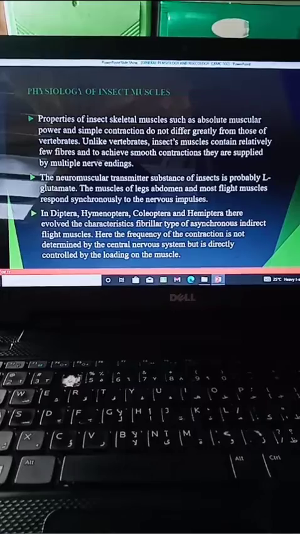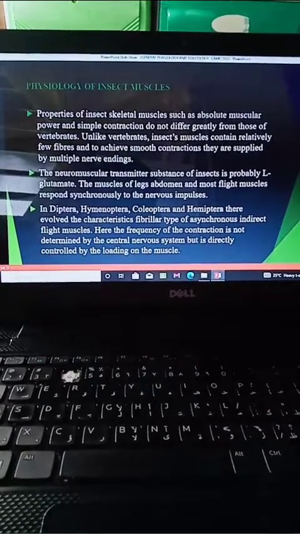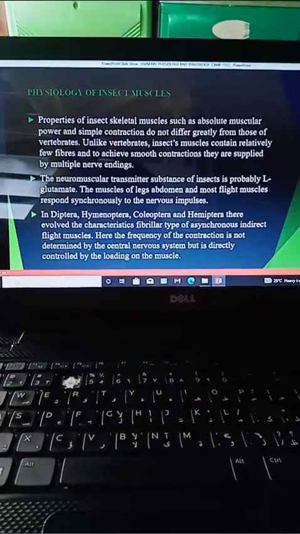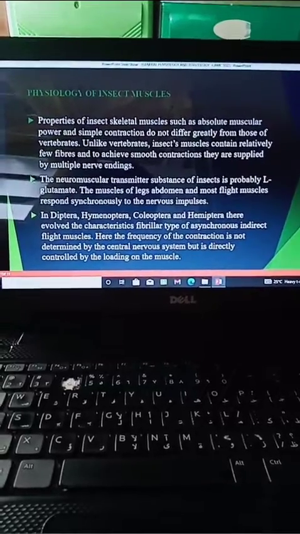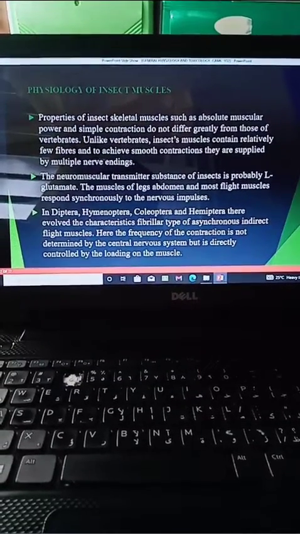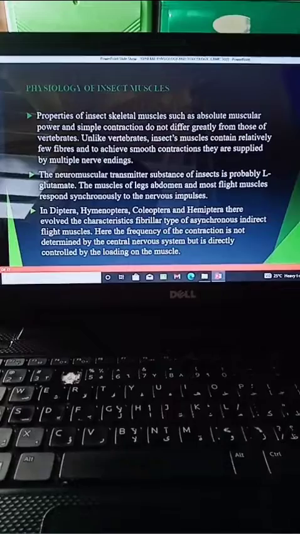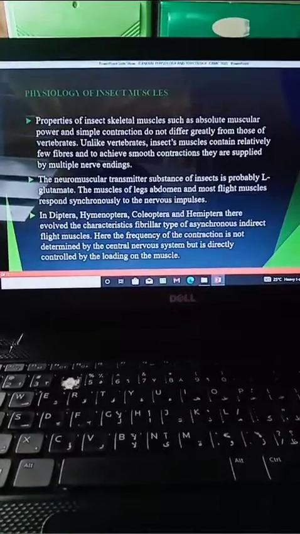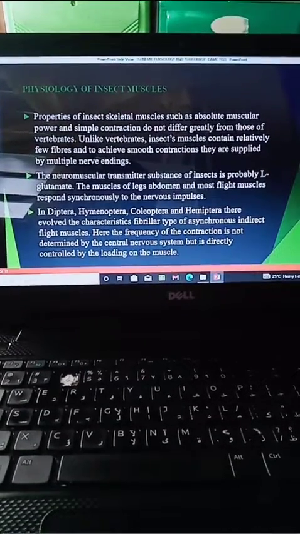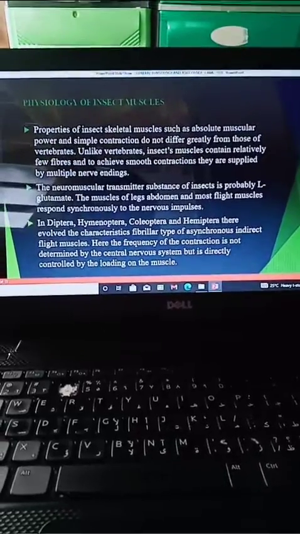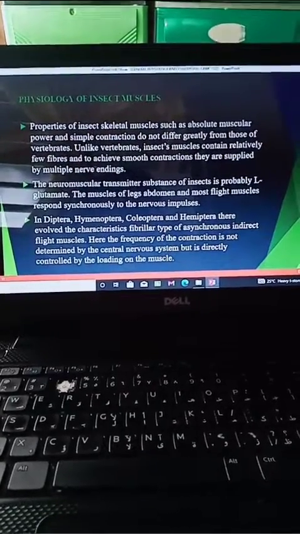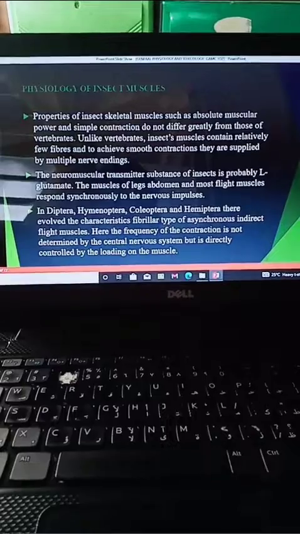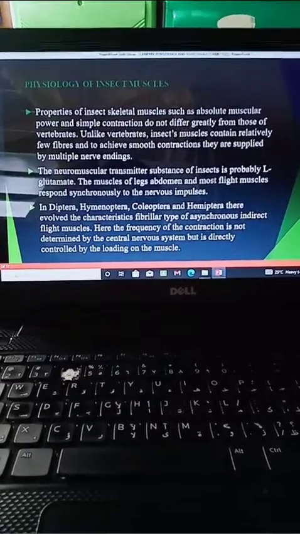The muscles of legs, abdomen, and most flight muscles respond synchronously to the nervous impulse. In Diptera, Hemiptera, Coleoptera, and Hymenoptera, they evolved the characteristic fibrillar type of asynchronous indirect flight muscles. Here, the frequency of the contraction is not determined by the central nervous system but is directly controlled by loading on the muscles.